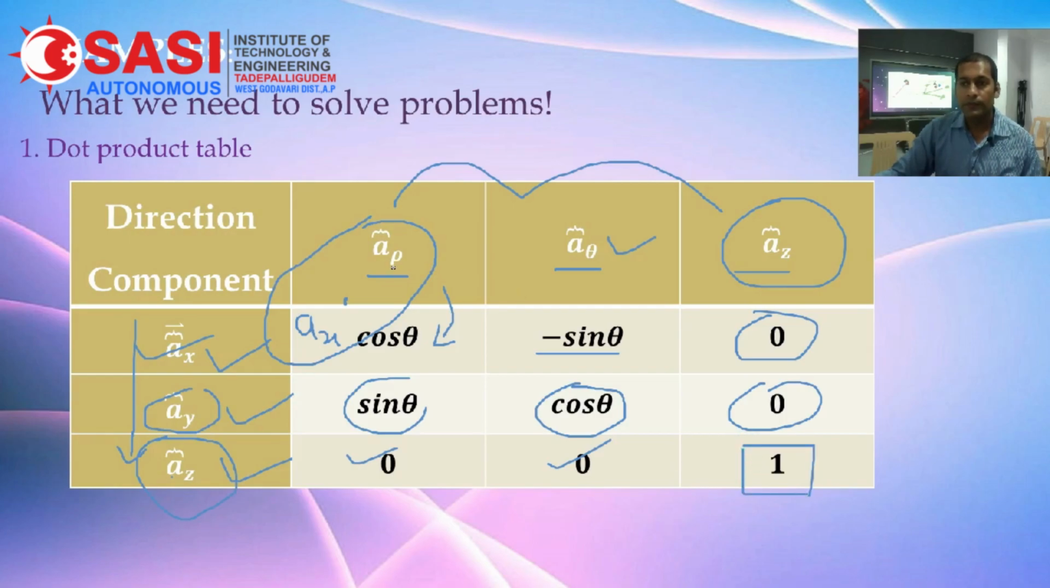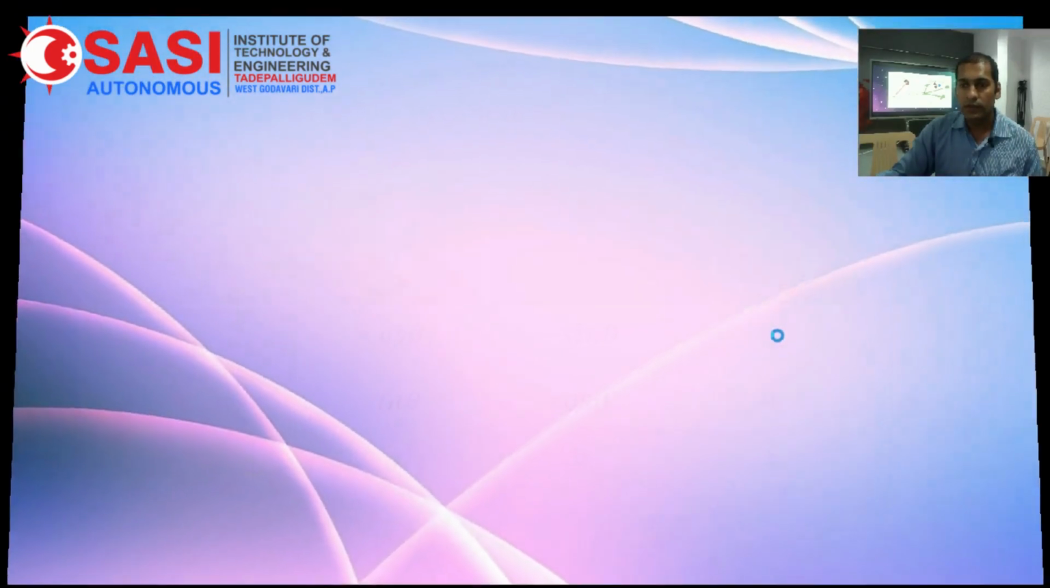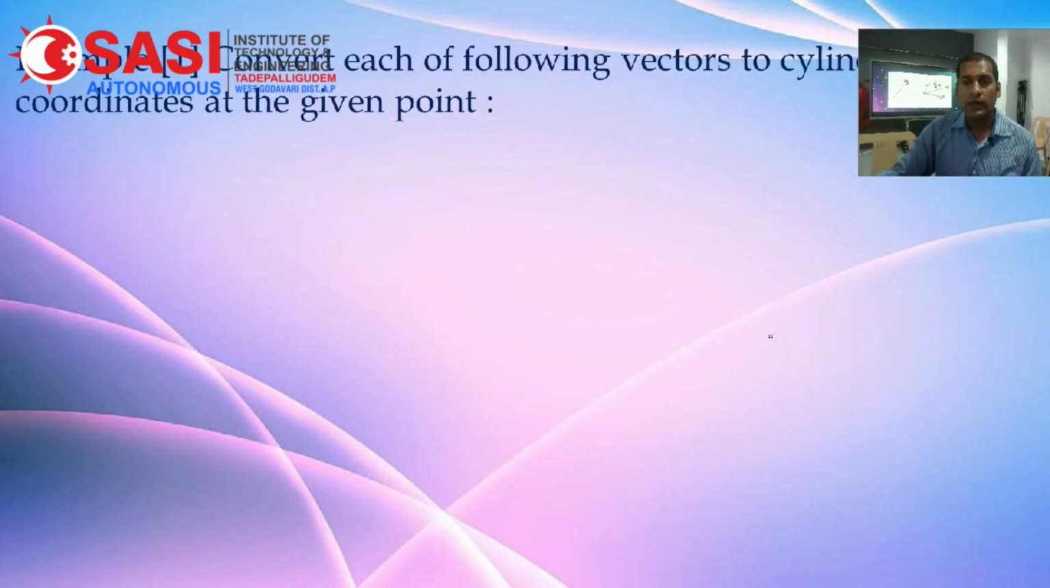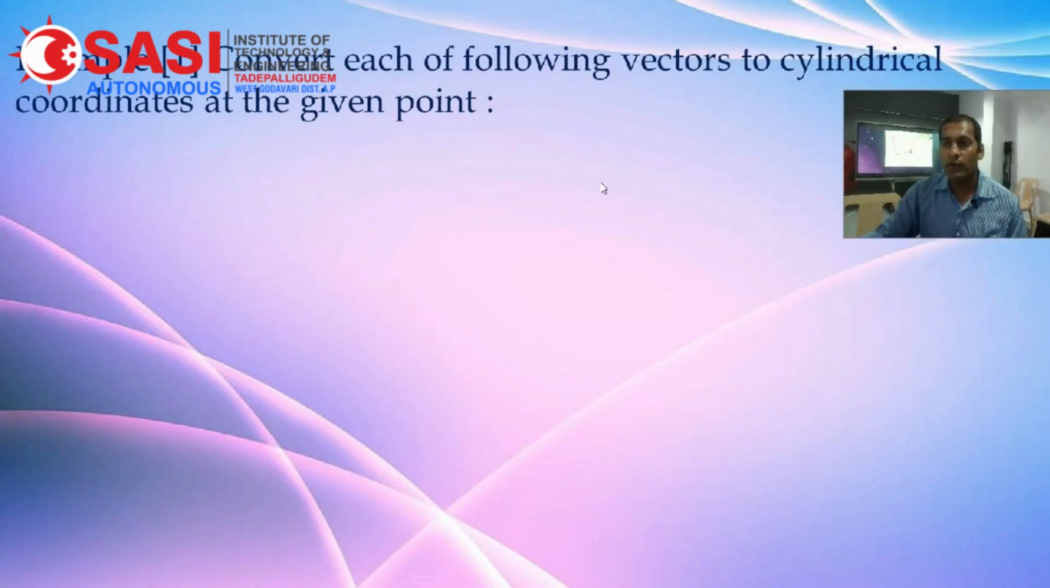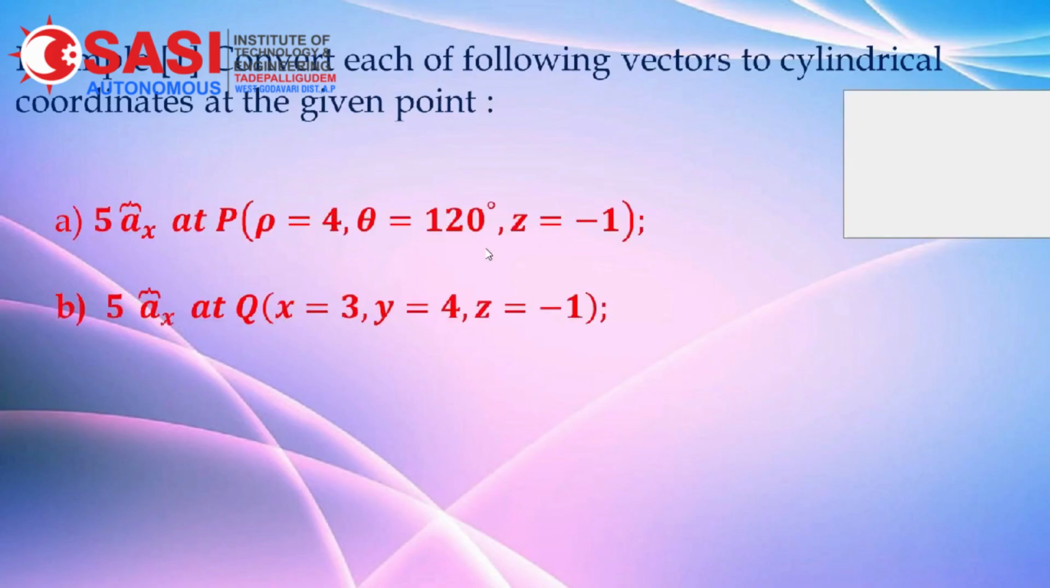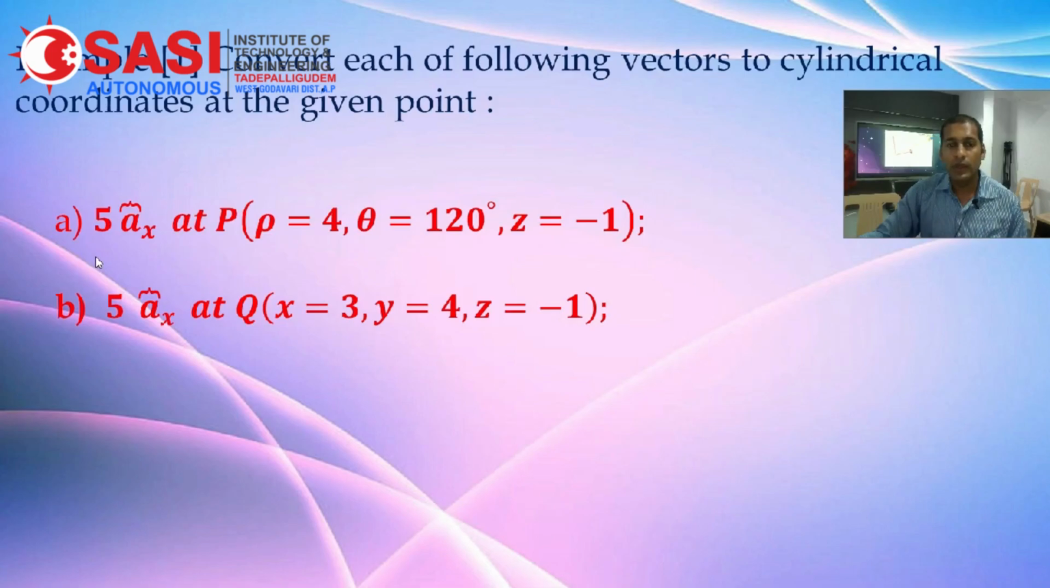Dot product of similar unit directions is always 1. So this is about conversion. So we will see one example. Example 1: convert the following vectors to the cylindrical coordinate system at the given point. So here we have three examples.